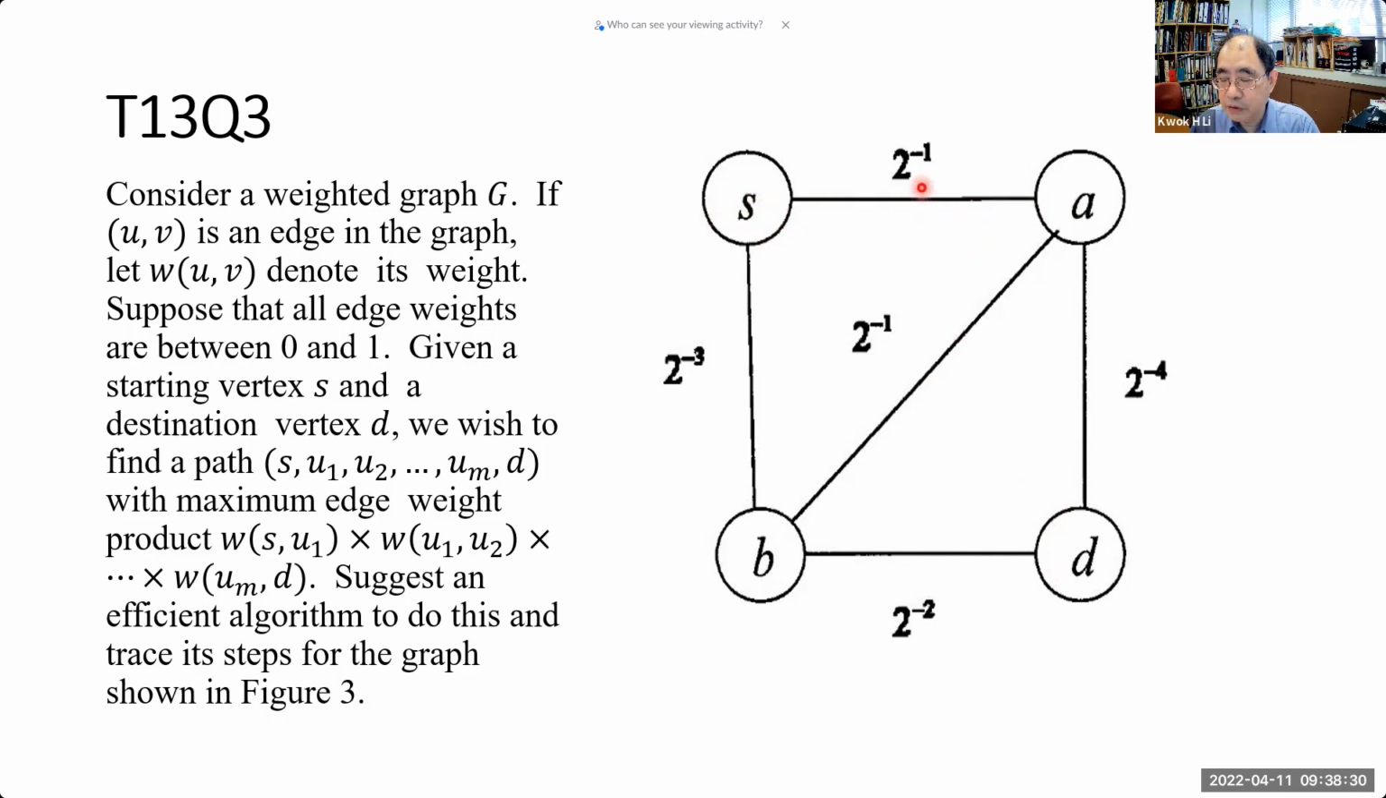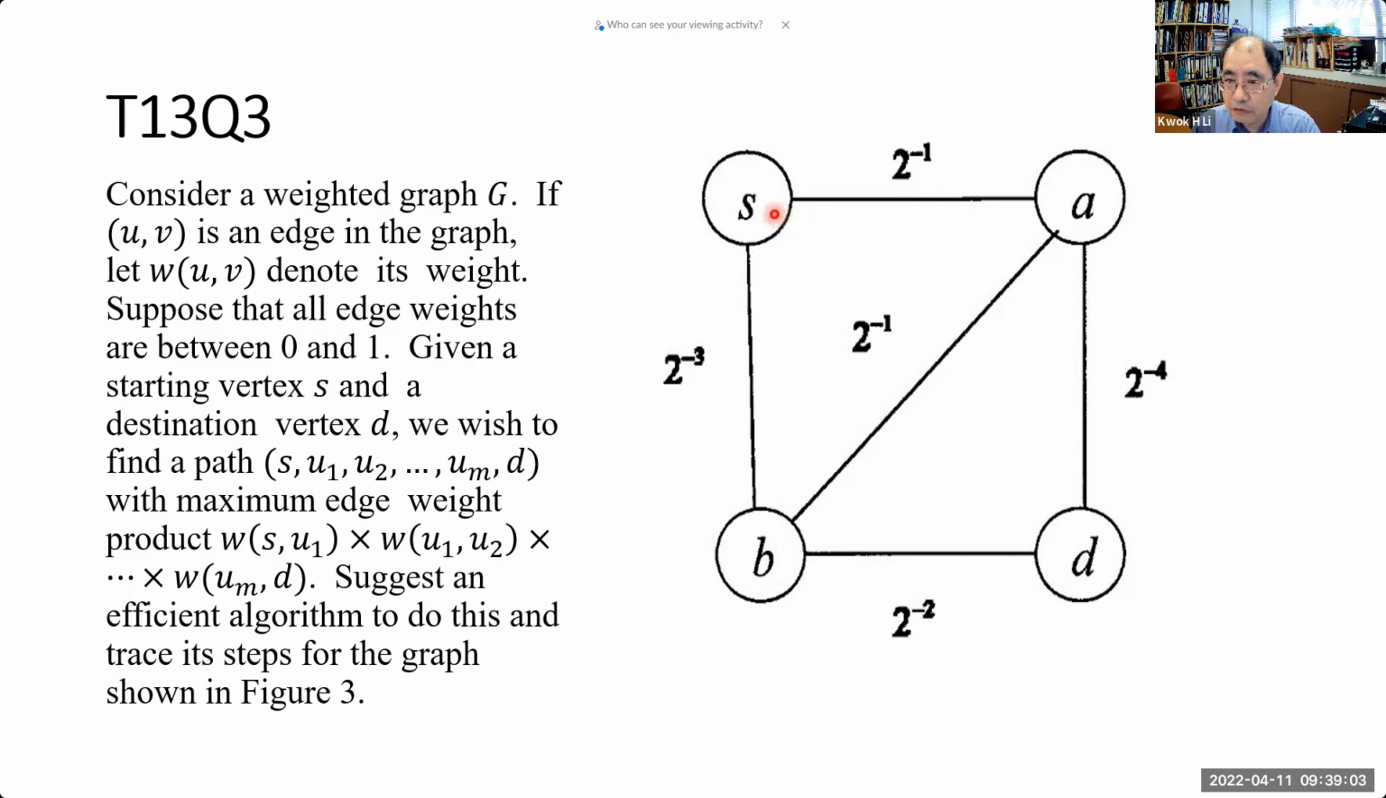to D. This one will be 1/2, this one will be 1/16. So you multiply them together, it is 1/32. If you choose another one from S to B and then to D, this one will be 1/8 times 1/4. So it's 1/32. Like that, there are many possible ways to do it.